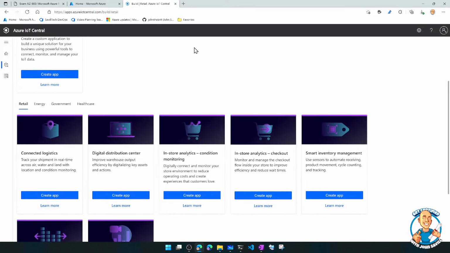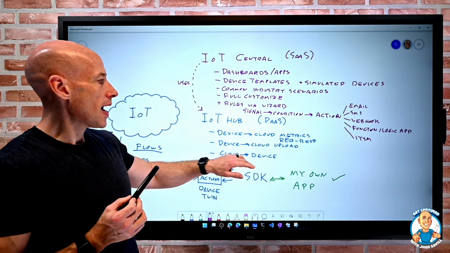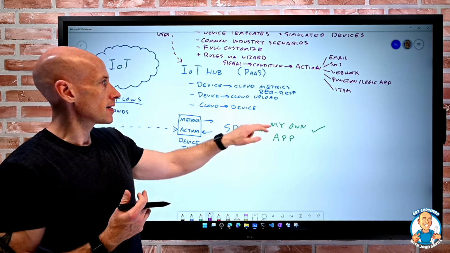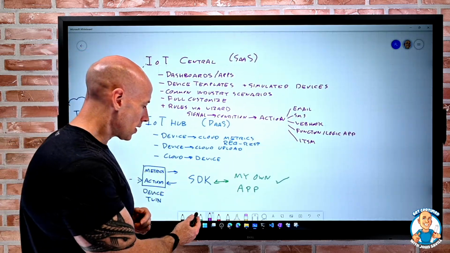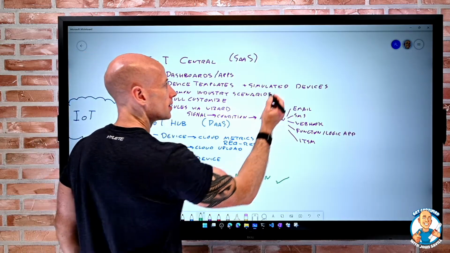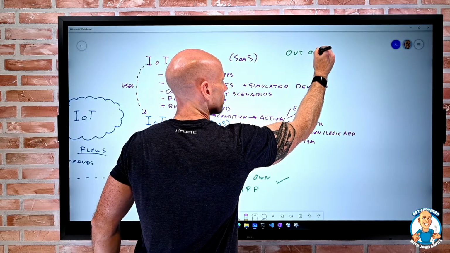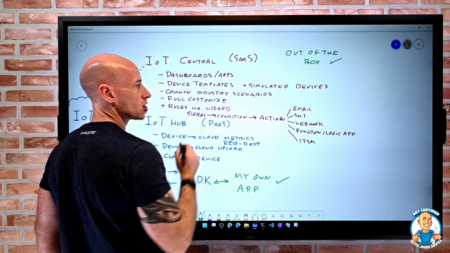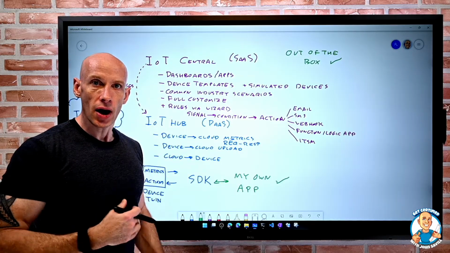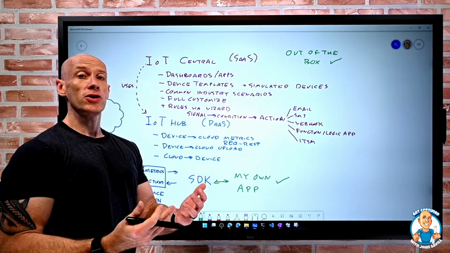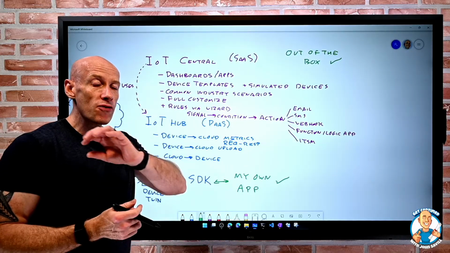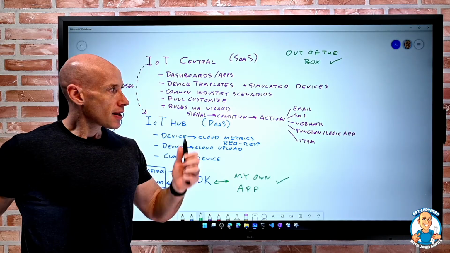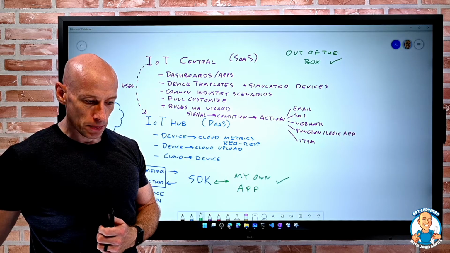So the key point here is, if we think of IoT Hub was, hey, I want to write my own app, and I just need something to work with the devices, well, IoT Central is where I want something out of the box. Then this is the right solution. I don't want to write a bunch of code. I don't want to interface with an SDK. I want to be able to get up and running super quickly with pre-built dashboards and pre-built solutions for my industry. That's where I would go and use the IoT Central.